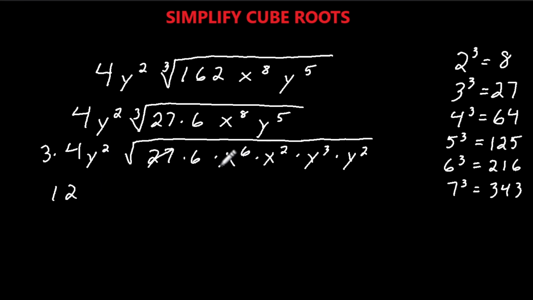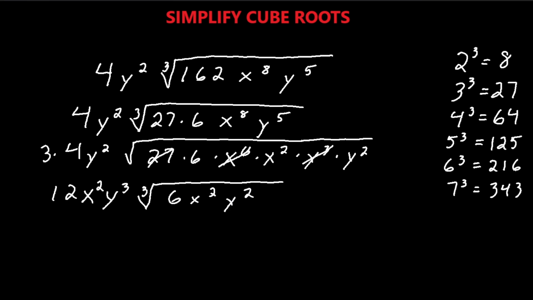The x to the 6th comes out as x squared. X to the second power is the cube root of x to the 6th. I've crossed that off. Y to the third power comes out as y to the first, but I have a y to the second, so I'm going to do y to the second times y to the first. I add those exponents, that's y to the third. And then what I have left under is the cube root of 6x squared y squared.